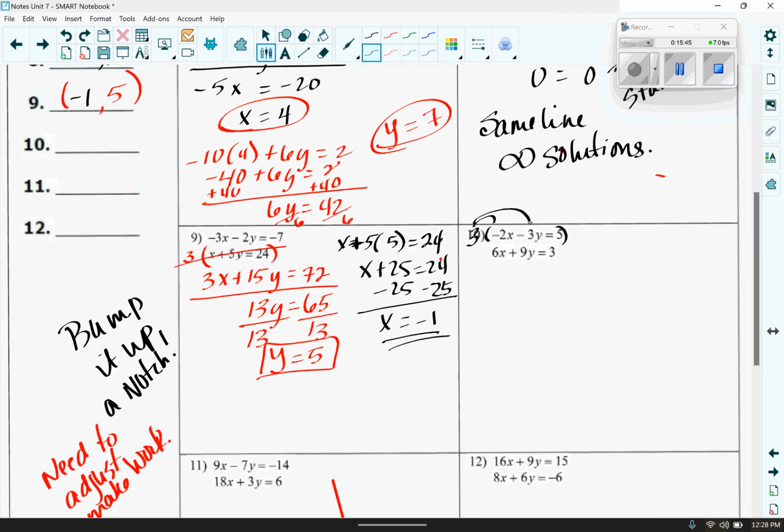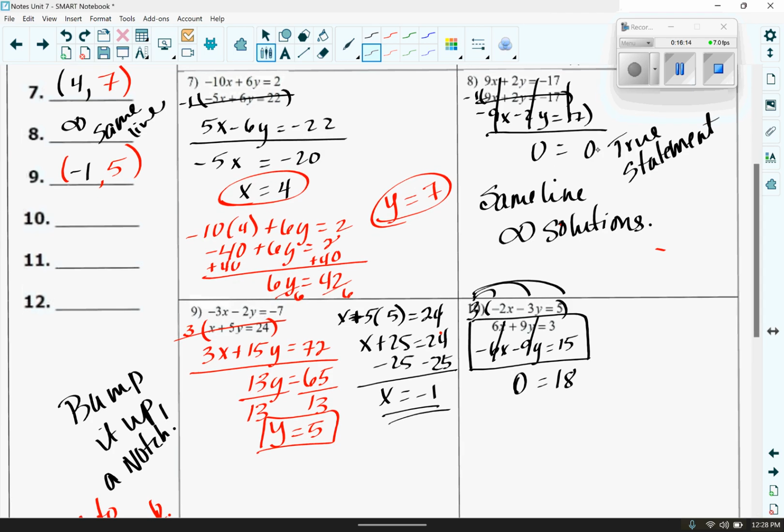So I'm going to multiply it by a 3 and distribute. I'm going to end up with negative 6x minus 9y equals 15, because that's a 5 times 3. I don't need to multiply by a negative because they're already opposite signs. Now I'm going to work with these two, and I end up with 0 equals 18. Now pause a minute. The one just above that, I had 0 equals 0, and that was true. But 0 does not equal 18. This is false.